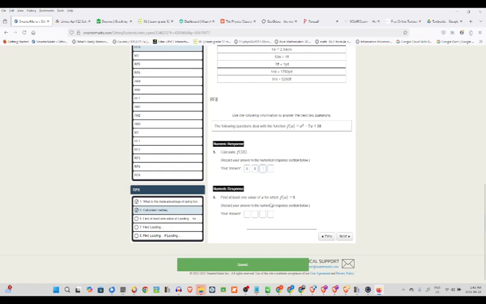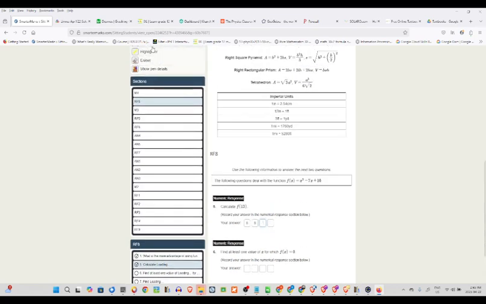Now, at least one value of x for which f of x is 0. Well, that would be one of our factors or one of our roots. If we write this in factored form, okay, let's turn the annotations back on. In factored form, hang on, I'm not sure why this is working that way. Okay.